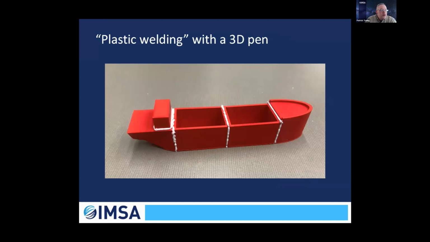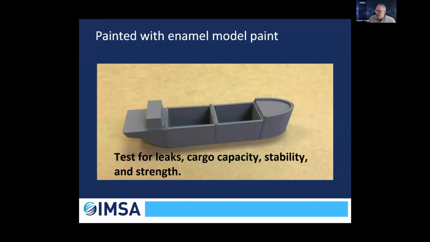And if you've never seen a 3D pen, at the end of this, I can show you what those look like. So now that it's put together, we want to paint it. The plastic used in 3D printers tends to be rather porous. So just like a real ship, it needs to be painted. I've used enamel model paint. Obviously, you don't want to use water-soluble paint.